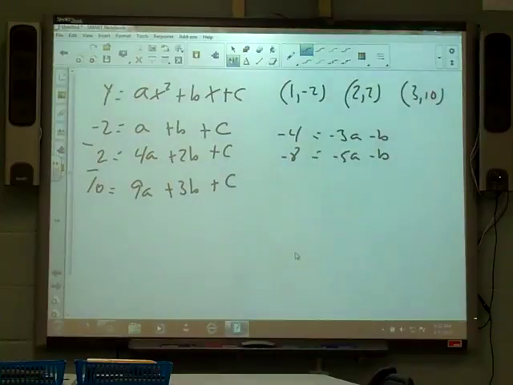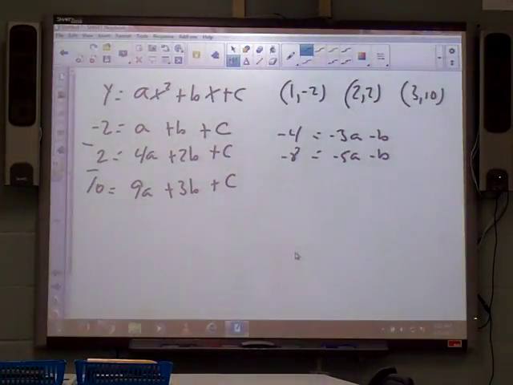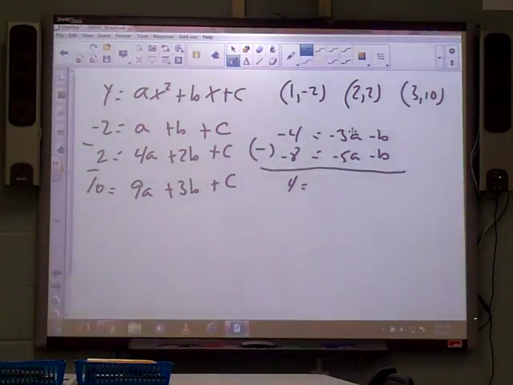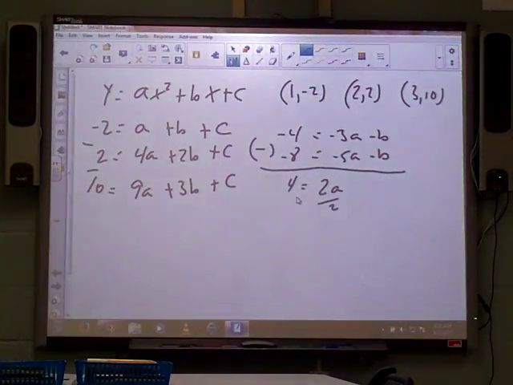Alright, so now I've got 2 new equations there, and the b's both have a -1, so they're ready to eliminate. They're both a negative, so same sign, so I'm going to subtract again. -4 minus -8 is 4. -3a minus -5a is 2a. -b minus -b is gone. So I can solve this for a now. We got an a of 2.